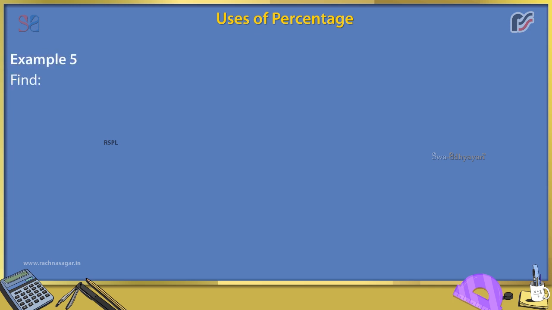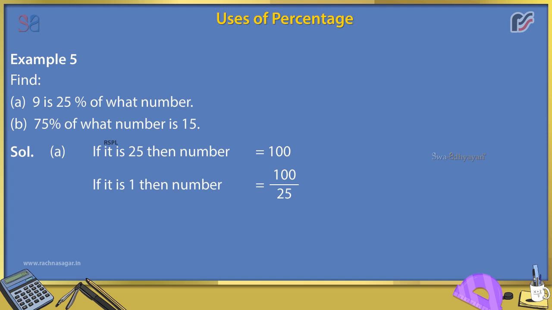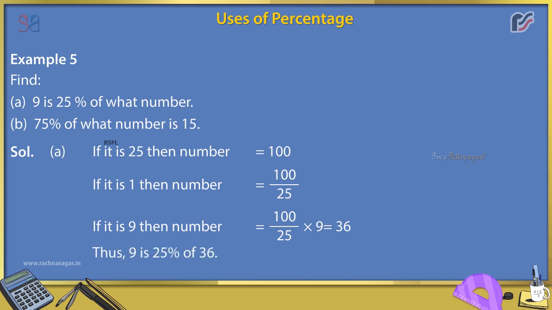Example 5. Find A. 9 is 25% of what number? B. 75% of what number is 15? Solution. If it is 25, then number is equal to 100. If it is 1, then number is equal to 100 by 25. If it is 9, then number is equal to 100 by 25 into 9, which is equal to 36. Thus, 9 is 25% of 36.